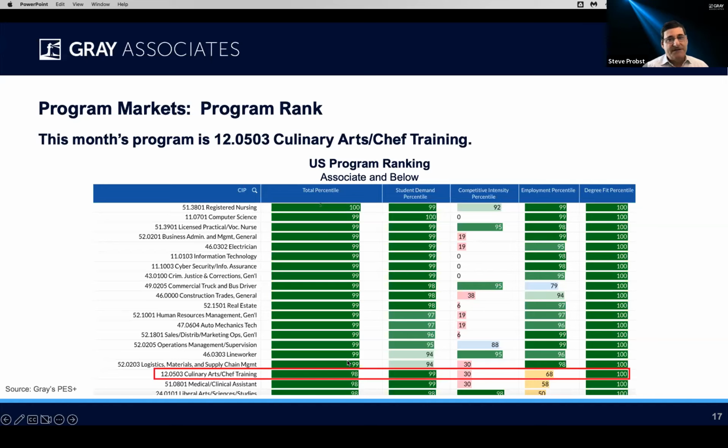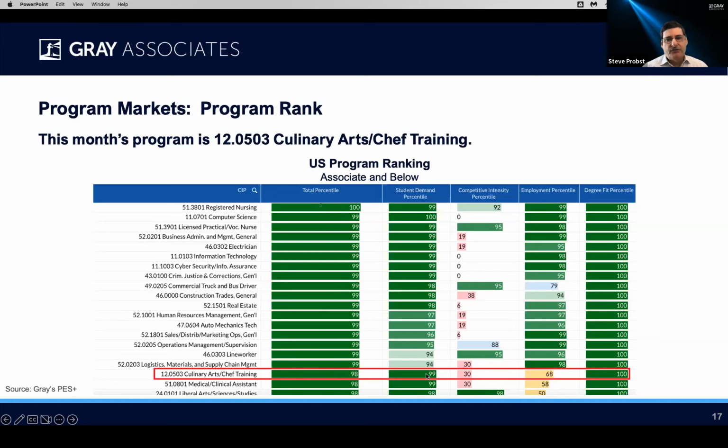If there are 1,500 programs in the data set, which there are, then the top 1% is roughly the top 15 programs. Culinary shows up just 1 notch below that in the 98th percentile. So very high, but not quite as high as these. And what's driving that, you can look at the components.